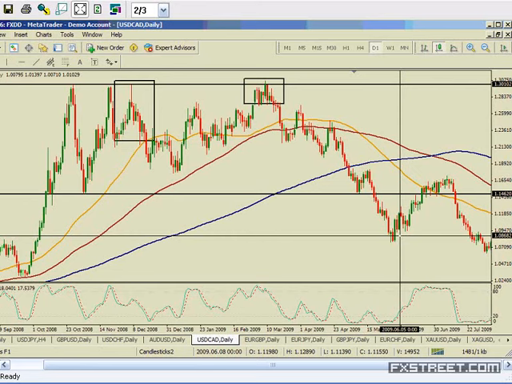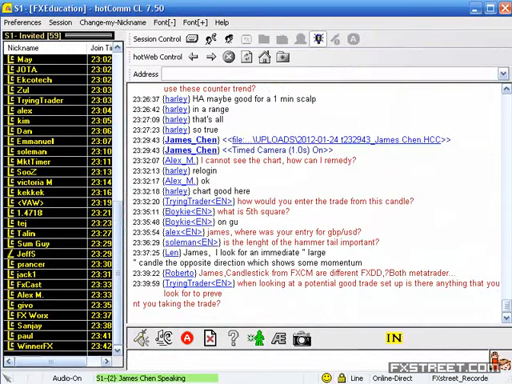Okay, let's see if any questions here. I think I showed a bunch of charts and I wasn't looking at the questions, but I apologize for that. Where was your entry? Okay, Solman, is the length of the hammer tail important? Yes, great question. Is the length of the hammer tail important?